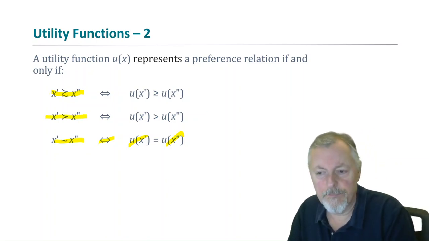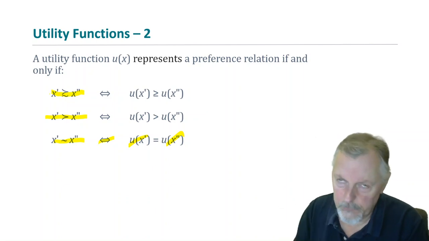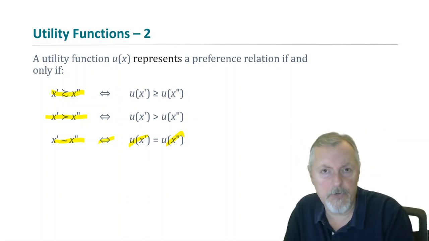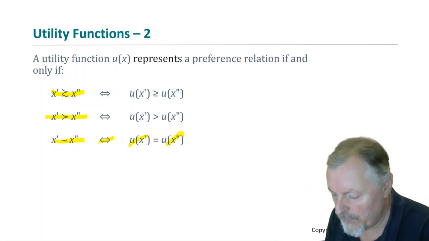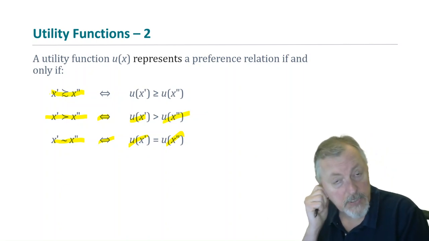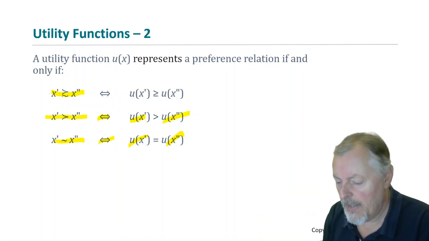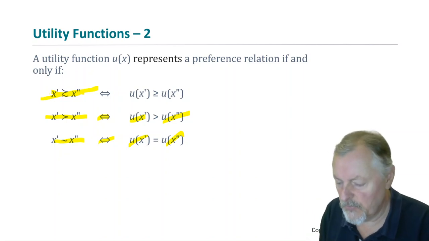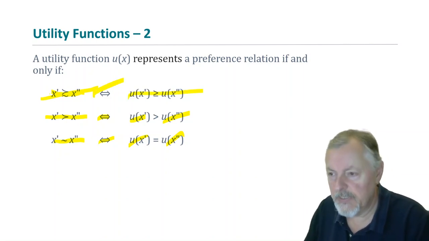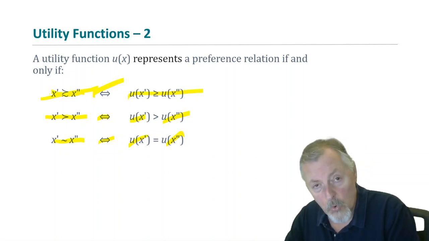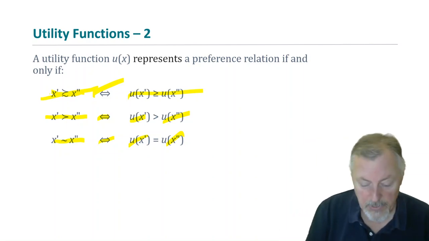Here we say that, let's call it X1 and X2, X1 is strictly preferred to X2 if and only if the utility derived from X1 is greater than the utility derived from X2. And X1 is weakly preferred to X2 if and only if the utility derived from X1 is greater than or equal to the utility derived from X2.